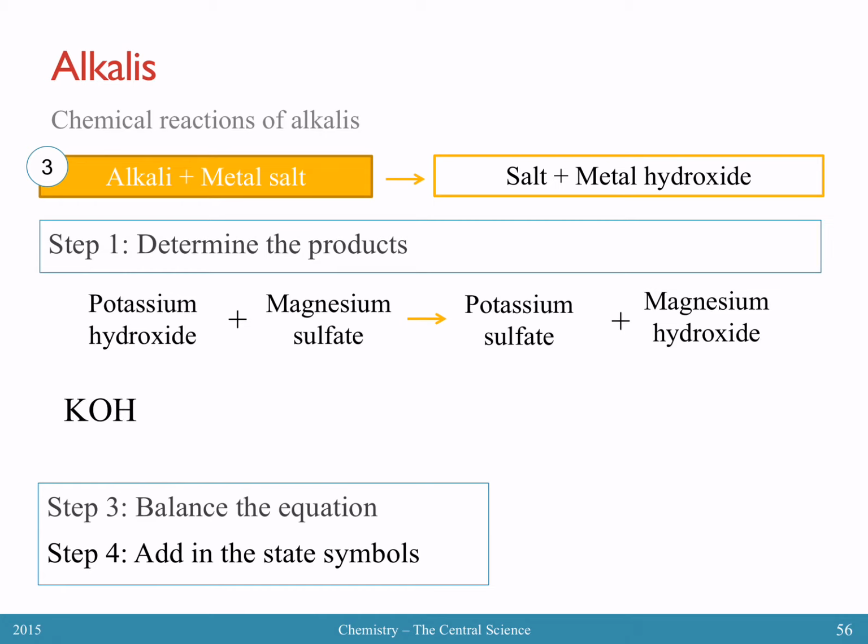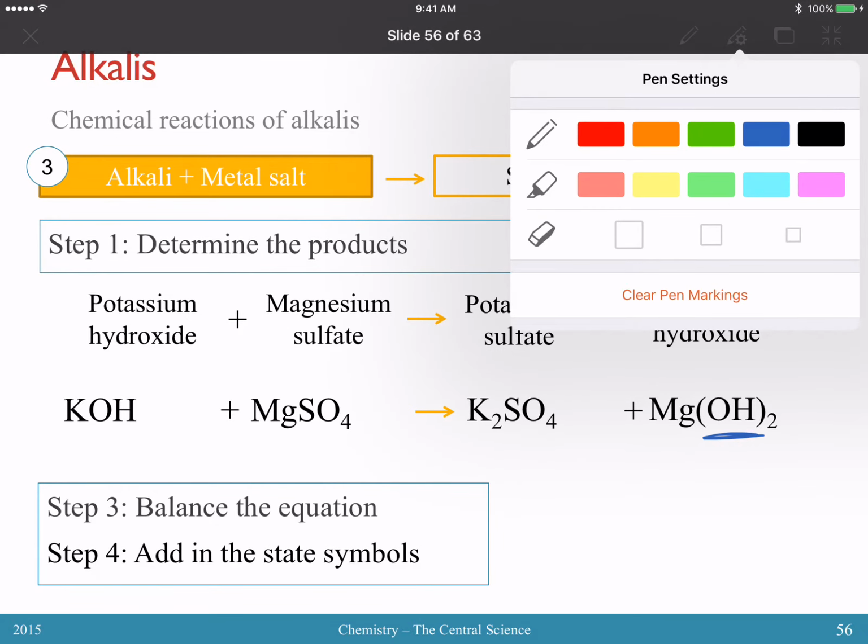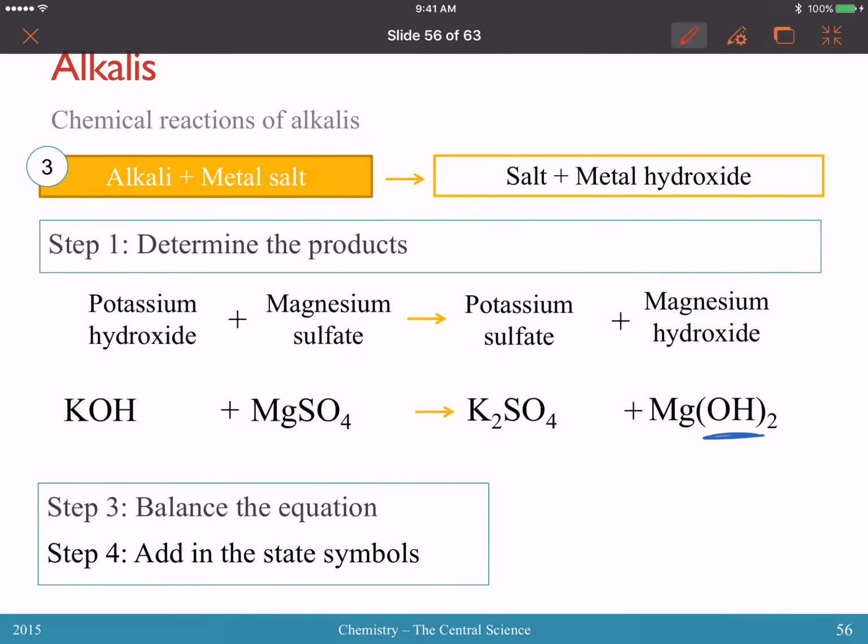Okay, so potassium hydroxide plus magnesium sulfate gives me potassium sulfate and magnesium hydroxide. Note that here I need to bracket my Mg(OH)2. It's not MgOH2 like this, this is wrong. This is correct. Is it a balanced equation? No, right? We must have 2 potassium hydroxide.